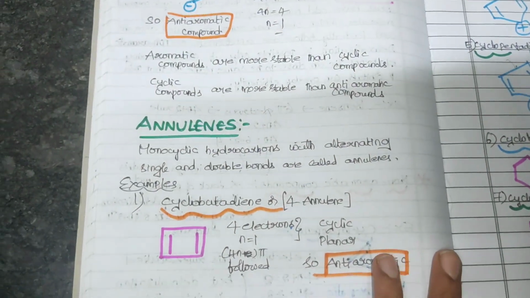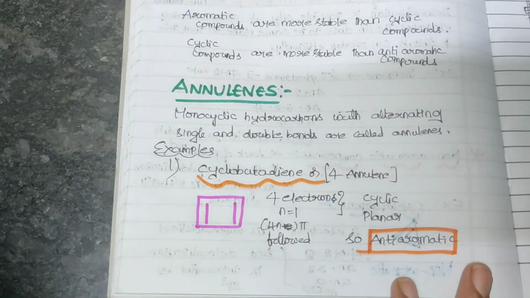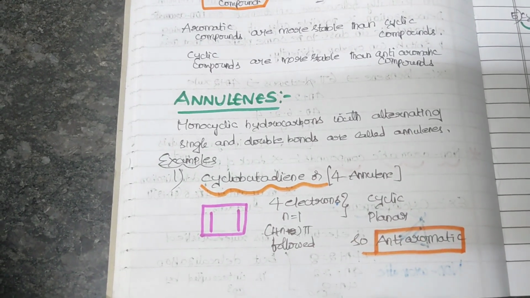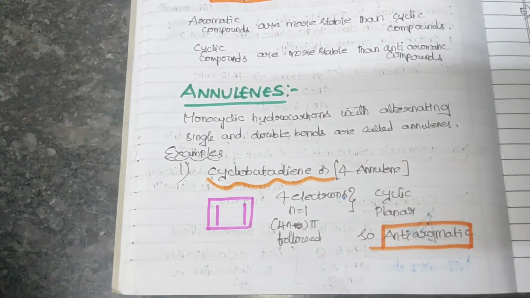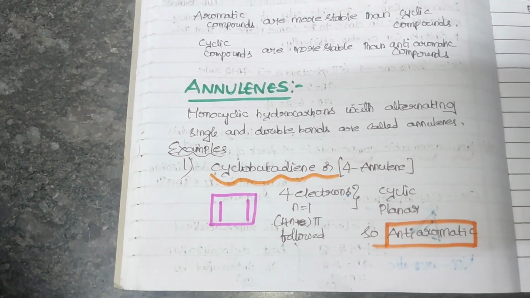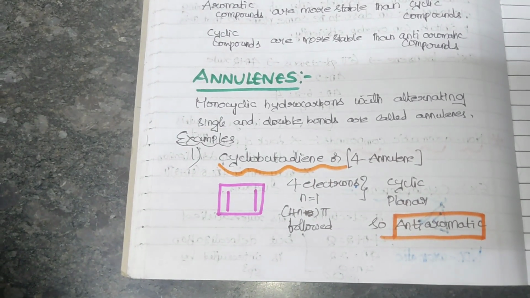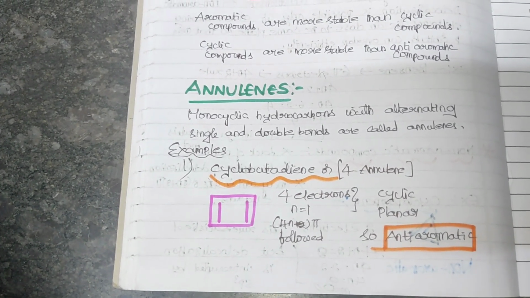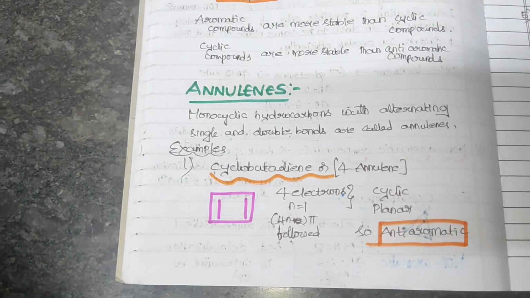Then what are annulenes? The monocyclic hydrocarbons with alternate single and double bonds are called annulenes. We should remember these are monocyclic; only one cycle should be there. So the monocyclic hydrocarbons with alternate single and double bonds are called annulenes.